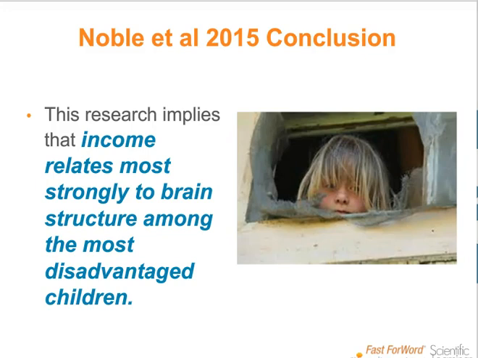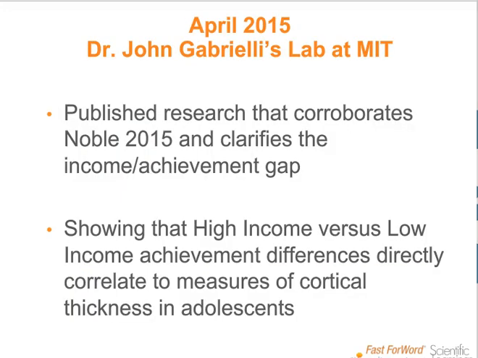And Noble concluded that the research implies that income relates most strongly to brain structure among the very most disadvantaged students. And here I just put on a slide of a little homeless student, certainly among the most disadvantaged in our communities. Now, even later in April of last year, Dr. John Gabrielli, who's at MIT and has been looking at scans of dyslexia and all sorts of different developmental differences, published research that corroborates what Noble showed.